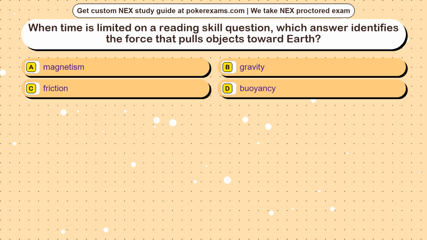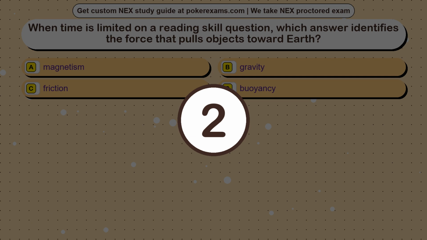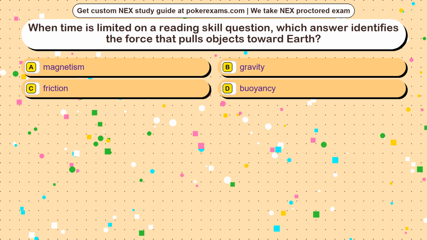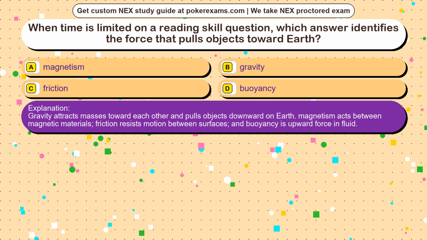Question 5. When time is limited on a reading skill question, which answer identifies the force that pulls objects toward Earth? Option A, magnetism. Option B, gravity. Option C, friction. Option D, buoyancy. The correct answer is option. Gravity attracts masses toward each other and pulls objects downward on Earth. Magnetism acts between magnetic materials, friction resists motion between surfaces, and buoyancy is upward force in fluid.